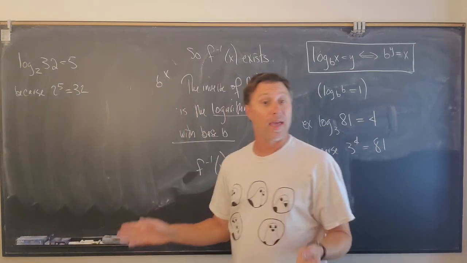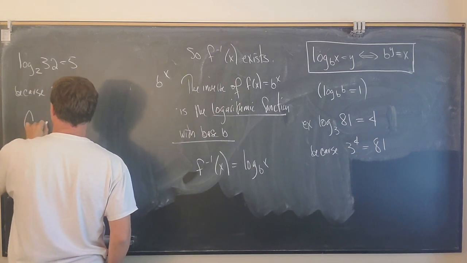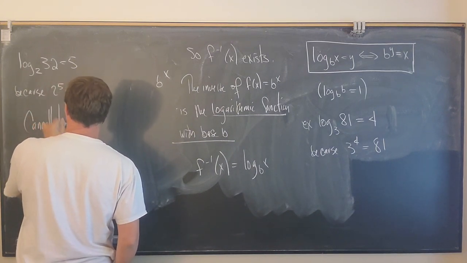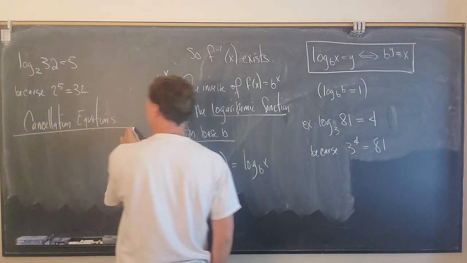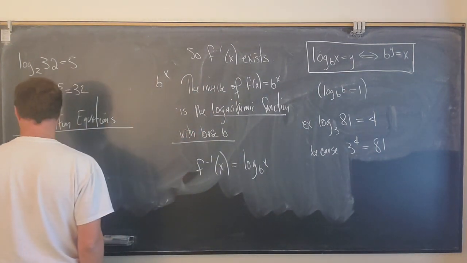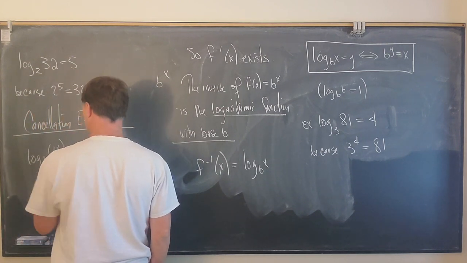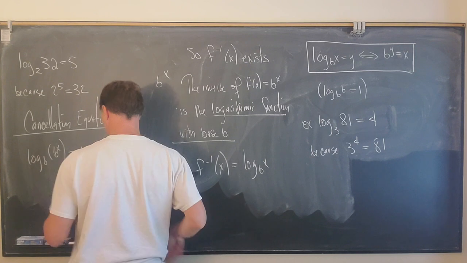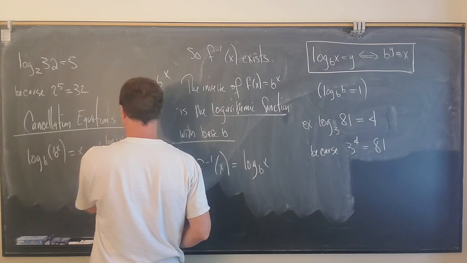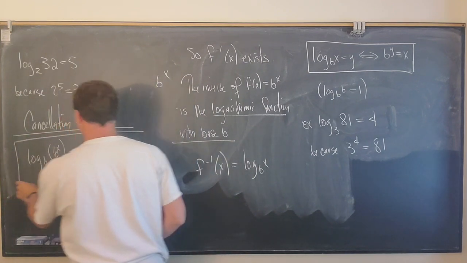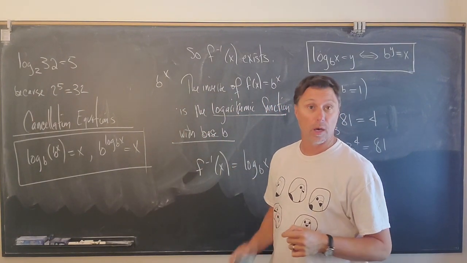Anytime you have a function and its inverse, there are cancellation equations. So the corresponding cancellation equations: log base b of b to the x has to equal x, and b raised to the log base b of x equals x. Those two equations are the corresponding cancellation equations when we're working with the exponential and the log function.